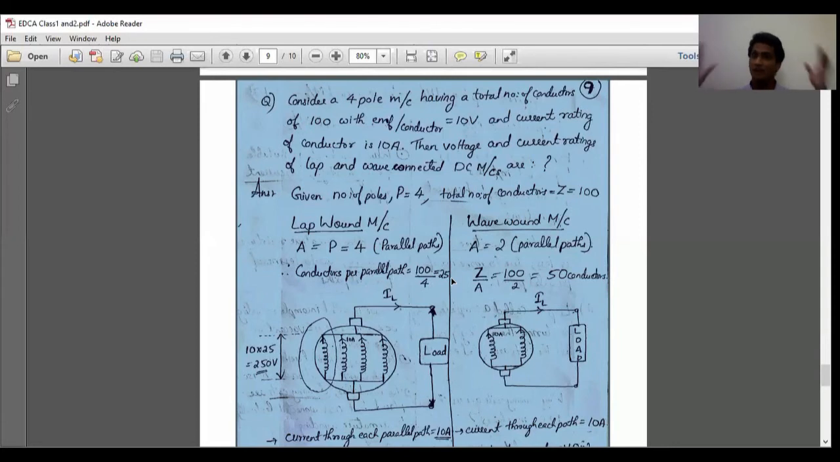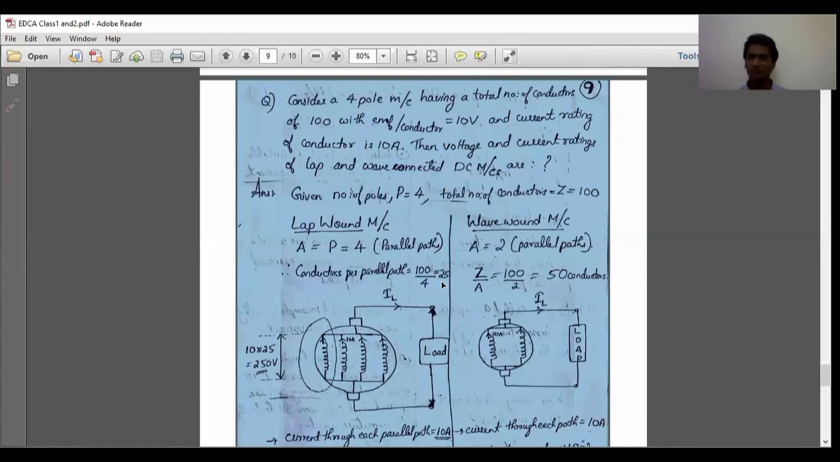It is given that we have 100 conductors, and if there are 4 parallel paths, we have to equally divide the conductors among the 4 different parallel paths. So for each parallel path there will be 25 conductors, and it is given that the current rating of a conductor is 10 ampere. That means the conductor can pass only a maximum of 10 ampere. Which conductor? Each conductor. If we have 25 conductors per parallel path, each conductor has the capacity to flow only 10 ampere through it.